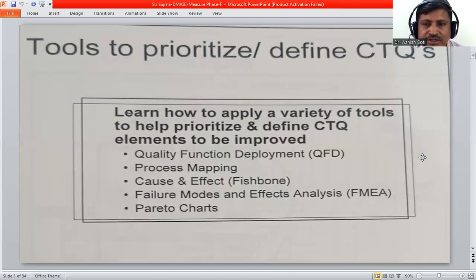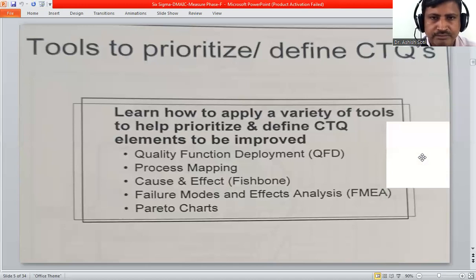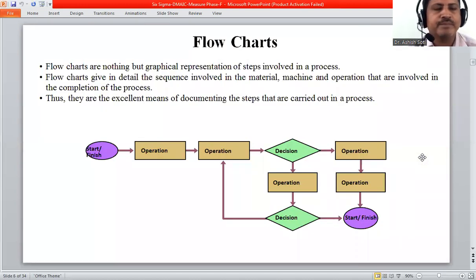I will be giving you a little bit of introduction to all these tools here, but in detail we will be separately discussing the Six Sigma tools. So let us proceed further and have a little bit of introduction to all these tools. Say, the first one is the flow chart.